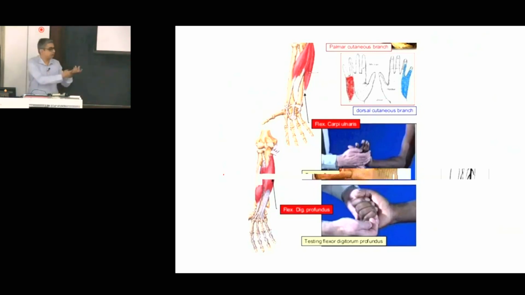Then for flexor digitorum profundus, you ask the patient to hold a finger between the last two fingers and try to compress it. If the person is able to hold the finger between these two fingers, the medial half of the profundus is okay. If not able to hold, the medial half of the flexor digitorum profundus is paralyzed.